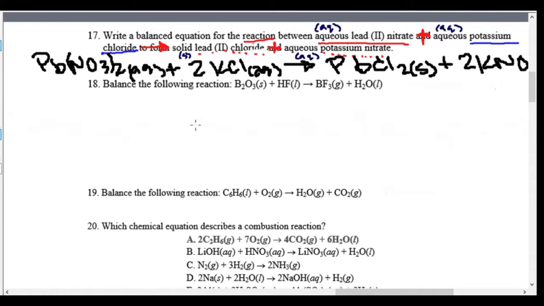Alright. So balancing the following reaction, we're gonna go ahead and do exactly the same thing we just did. So first thing I would do is rewrite the equation. B2O3. Don't worry so much about the states, because you really just need the numbers that are going to go in front. So that'll save you a couple seconds of writing. BF3 plus blank H2O. So we have BOHF.